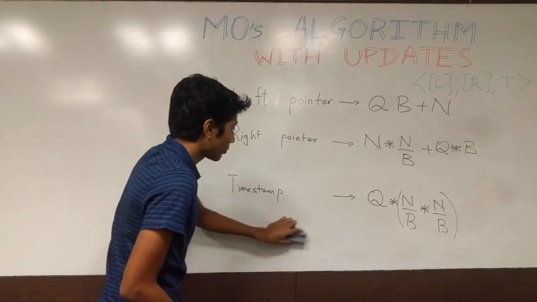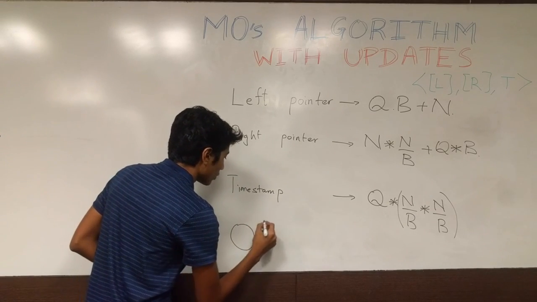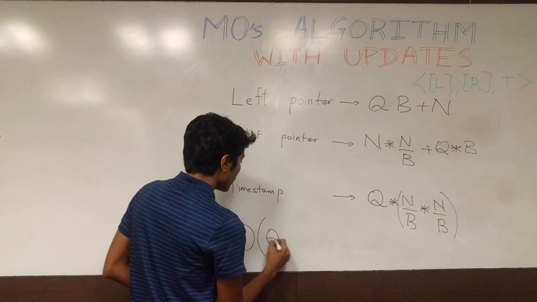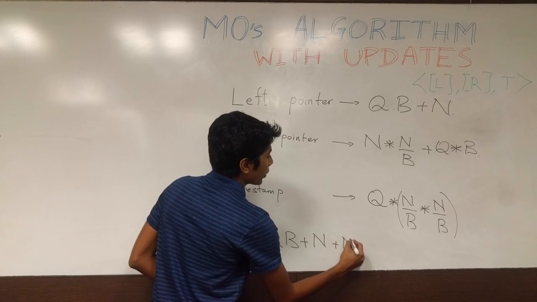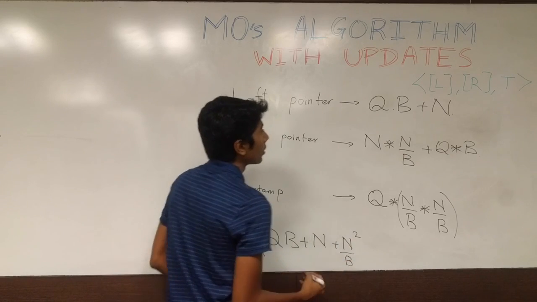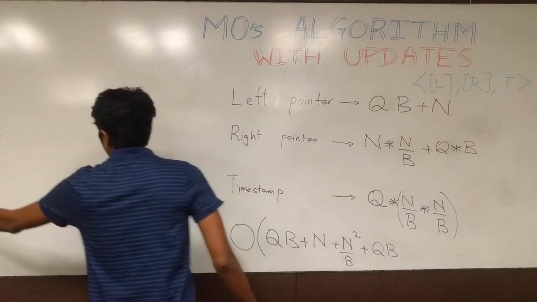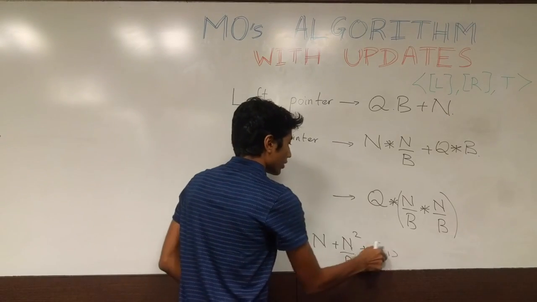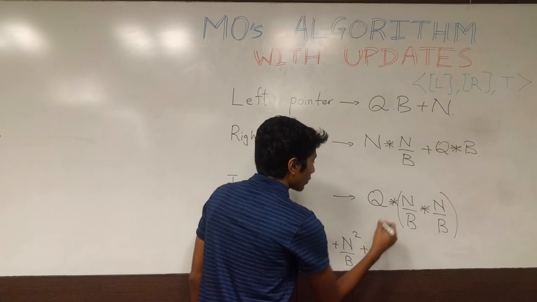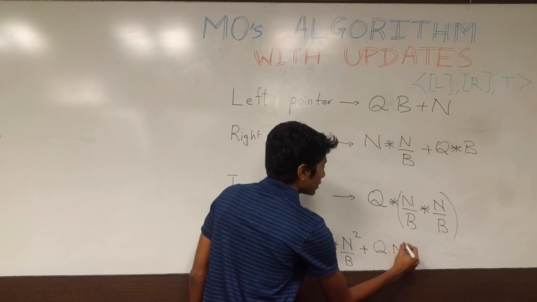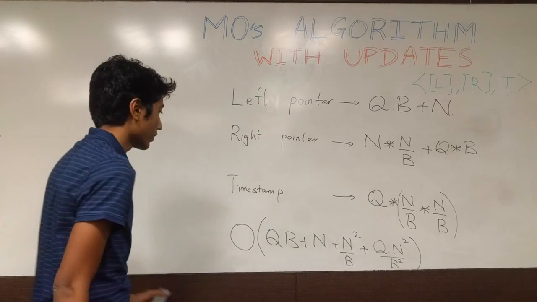Finally, the order time complexity we'll get is order of QB plus N square by B plus QB. In fact, we don't need this because QB is already there, and in order complexity, this term won't matter. Now we have Q N square by B square, and this is the complexity that we have.